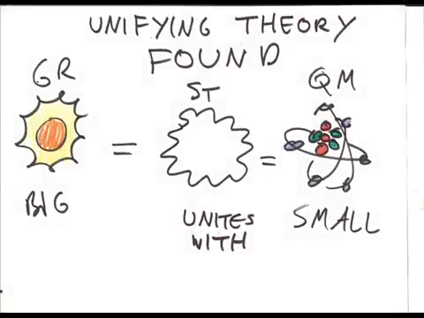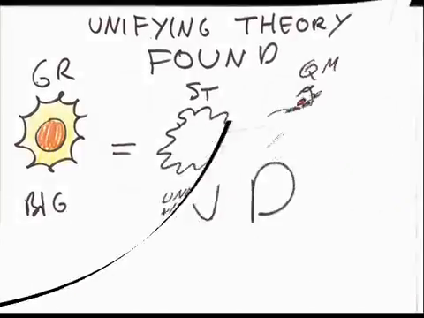The equations of string theory also resolve the problem with general relativity and quantum mechanics. It allows for one system to explain the motion of big and small objects. String theory is the unifying theory. The end.